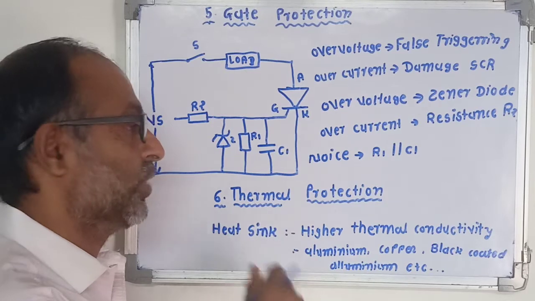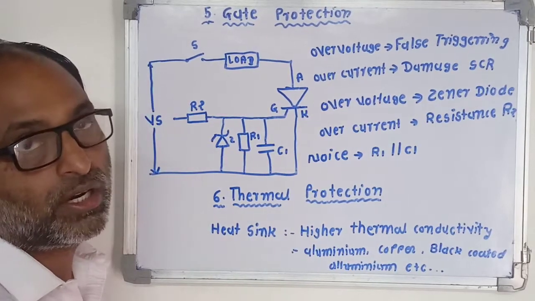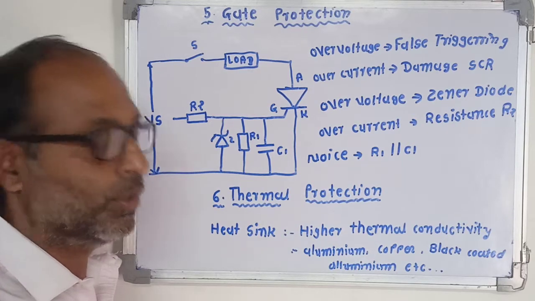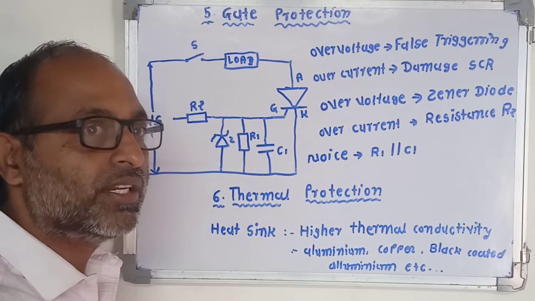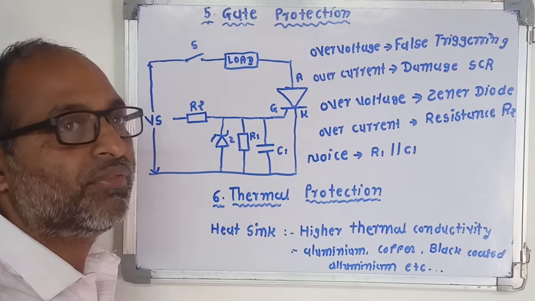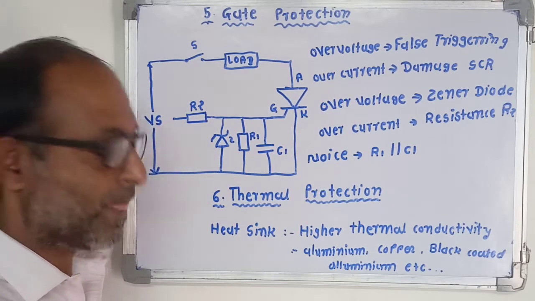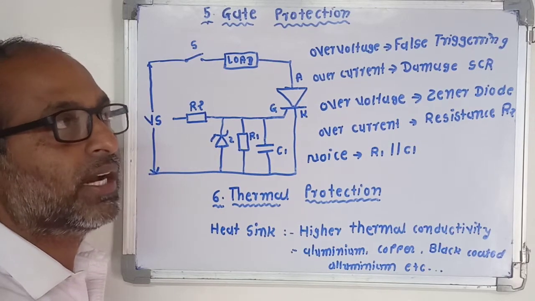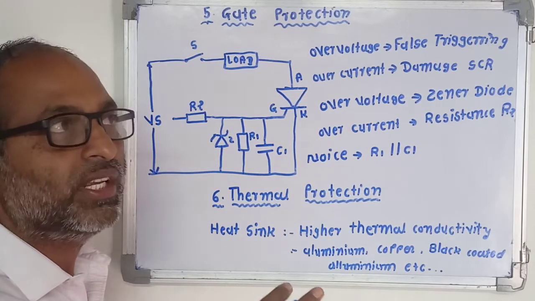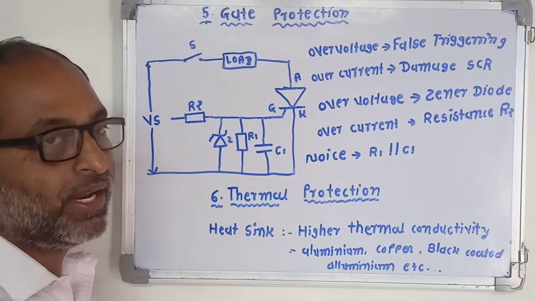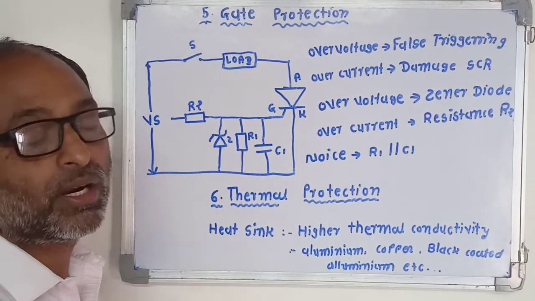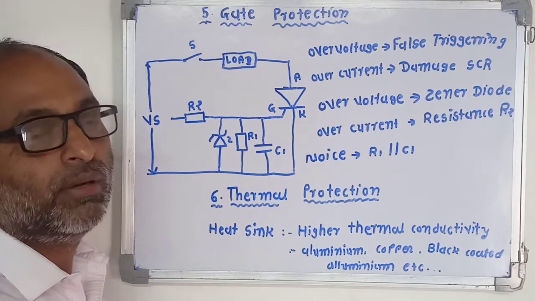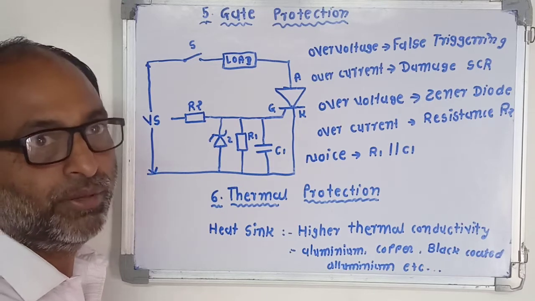6. Thermal protection. Power losses occur during its operation. Now these losses are converted into heat. With the increase in temperature, it may fail the insulation or break down the SCR. So thermal protection can be achieved by mounting the thyristor on a heat sink, which is mainly made of high thermal conductivity material like copper, aluminium, or black coated aluminium.